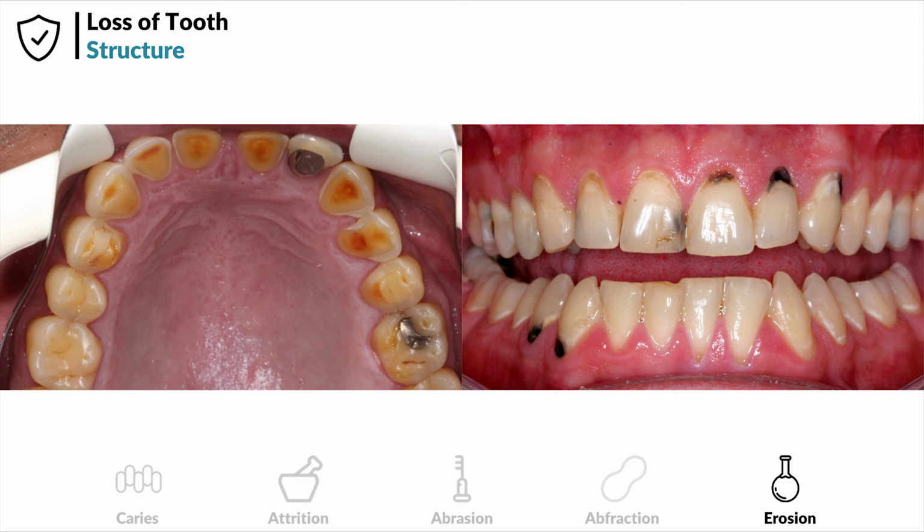And what you'll notice about erosion is if you take your explorer tip and run along the tooth, it's just glass smooth, right? So the erosion really almost polishes it up. What you'll also find is, sometimes you'll be looking at a tooth and you'll see some of the dentin exposed on the occlusal surface of your posterior teeth.